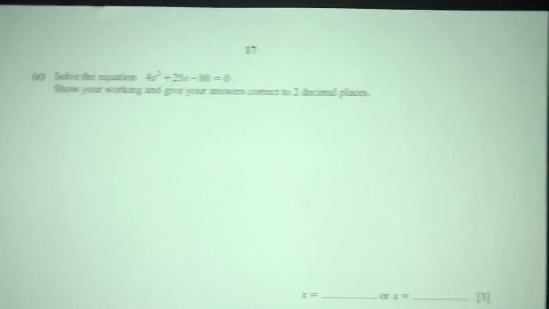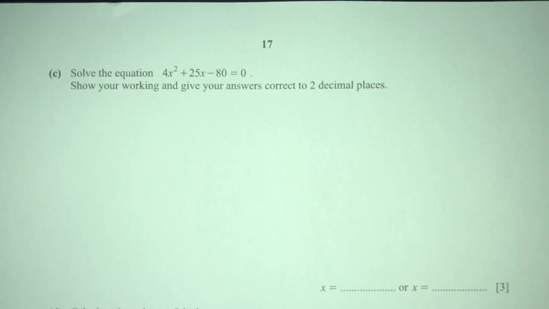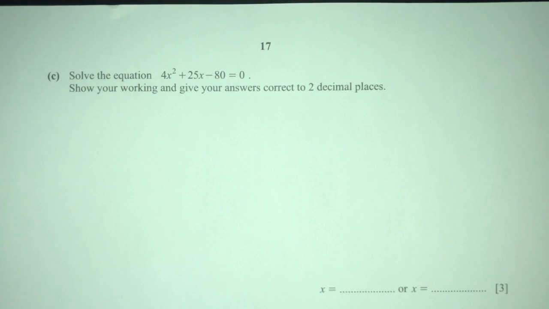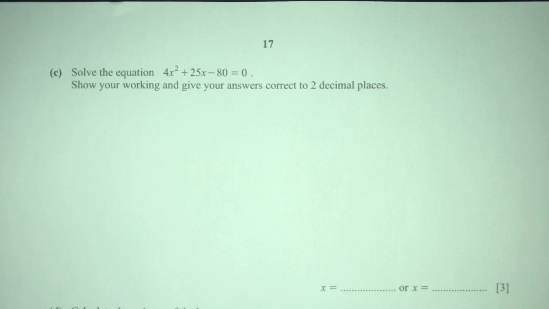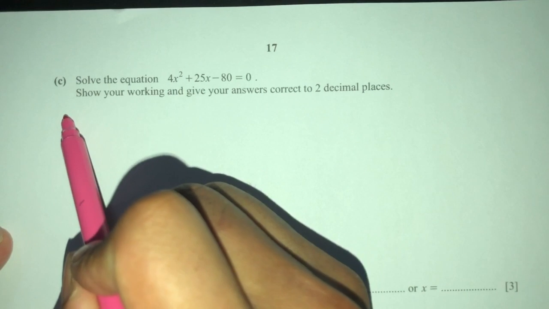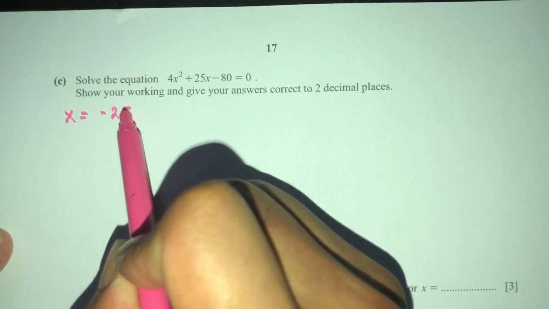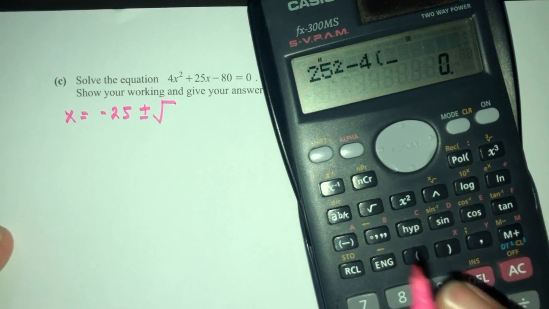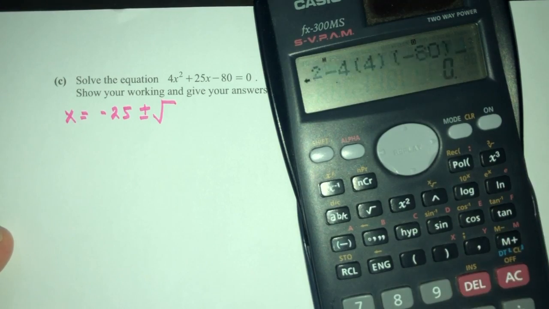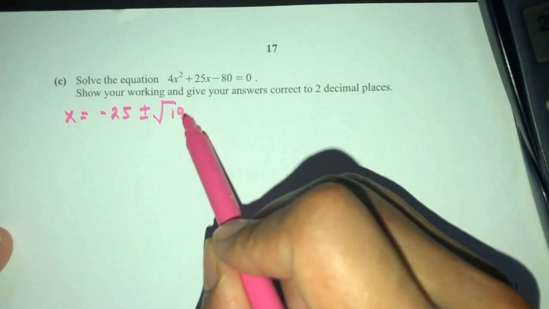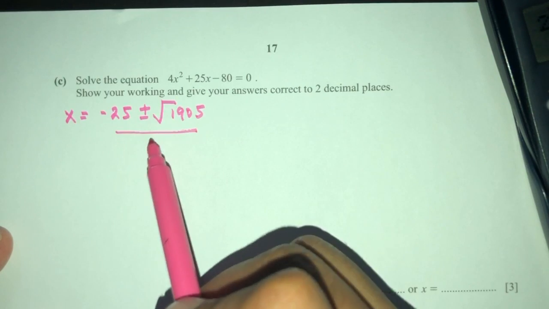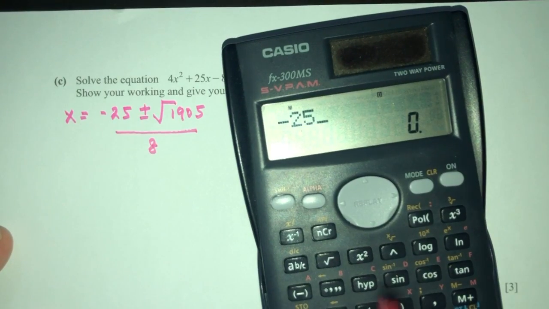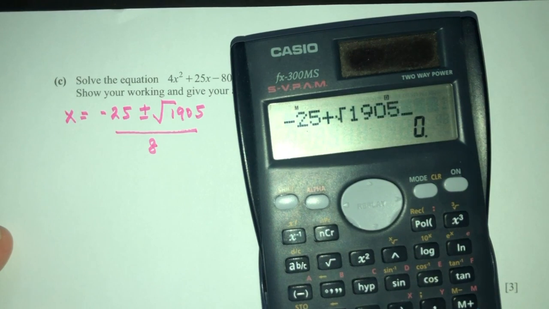Now moving on to part C. Here we have to solve this equation. The reason it tells you to show your work and give your answer correct to 2 decimal places is because the answers for x will not be exact values, so we have to use the formula. So x is equal to minus b, that will be minus 25, plus or minus the square root of b squared, which is 25 squared, minus 4 times a times c. That should be 1905. Now divide by 2a, that should be 8. So minus 25 plus root of 1905, divided by 8.